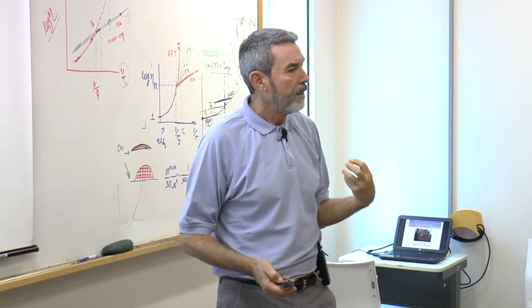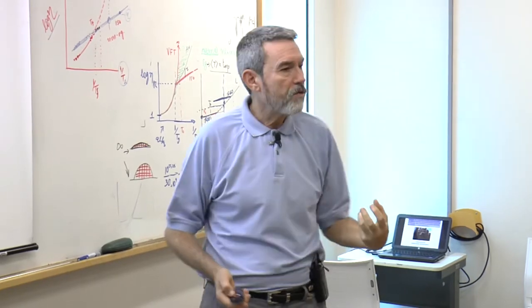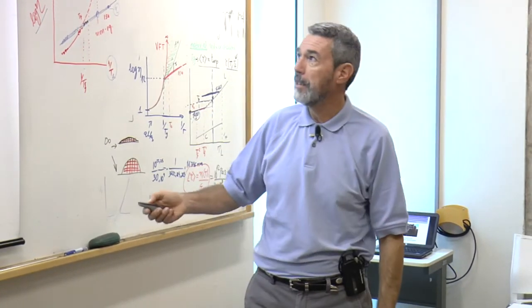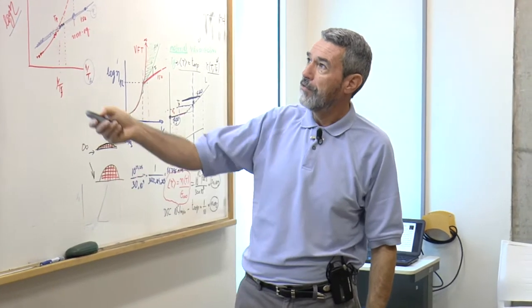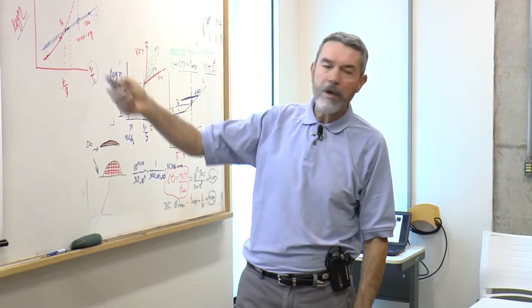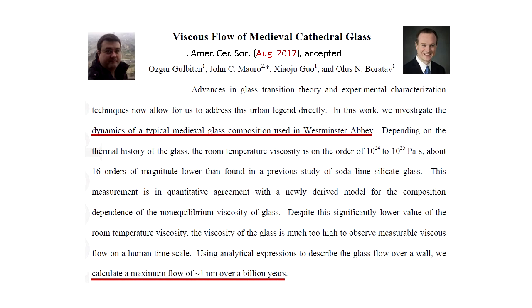Some people had a piece of glass that was broken, so they had it analyzed, and the composition of the glass from Westminster Abbey Cathedral in London was analyzed. The result was published in the Journal of the American Ceramic Society last month, 2017, by Özgür, John Mauro, Gu, and Olos. They then calculated this isostructural viscosity for this particular real window glass, and this is the difference.